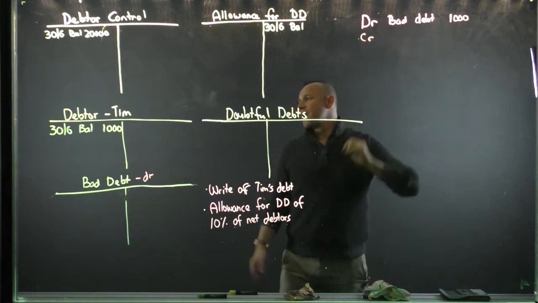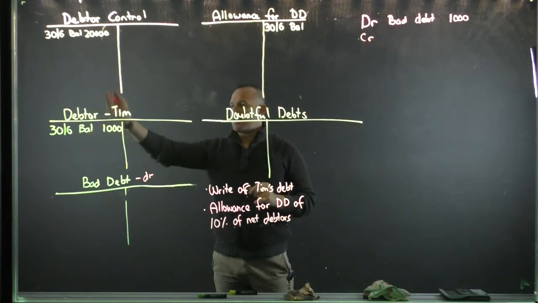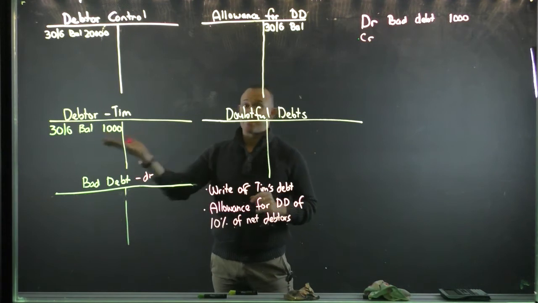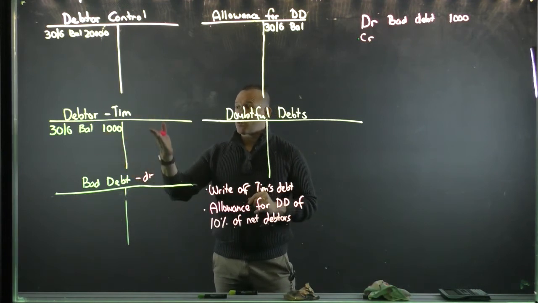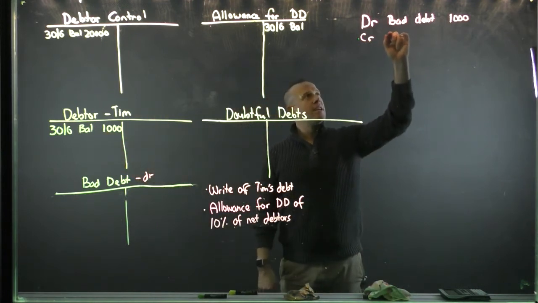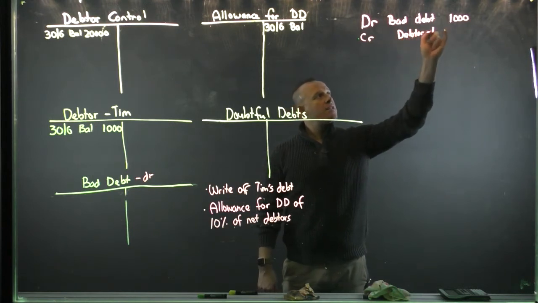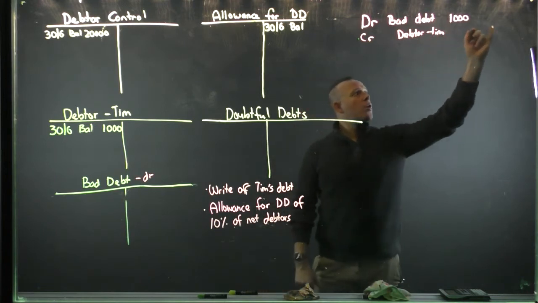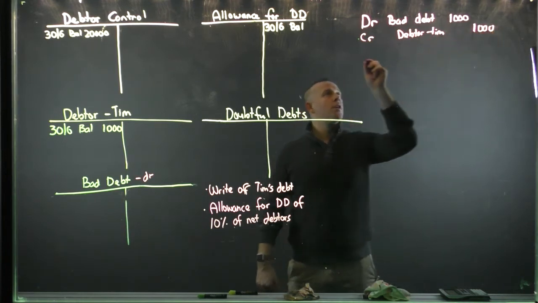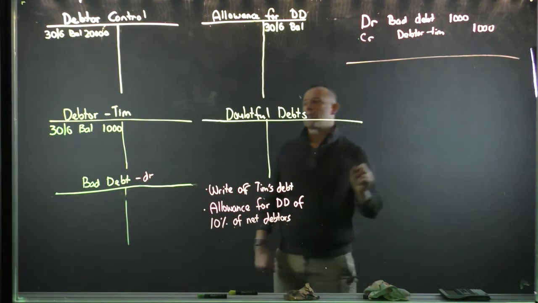And then credit, well, Tim is our debtor. This is on the debit side, so we need to make this account 0. To achieve that, we'll need to credit the account. So, debtor, Tim as our subsidiary, $1,000. You should always write your narration too.